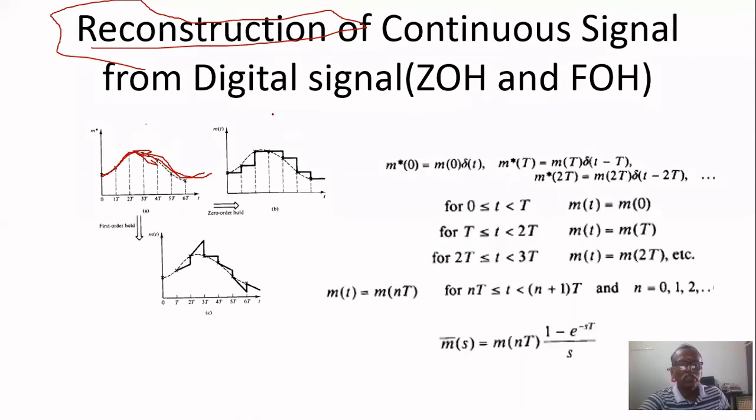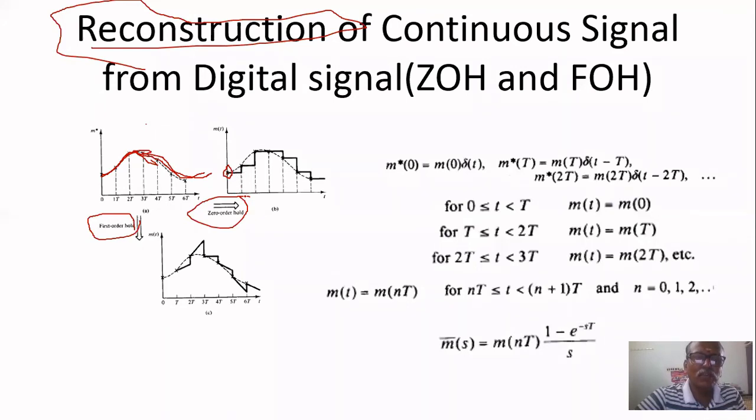There are two possible ways. One is by using a zero order hold. Another one is a first order hold. What is a zero order hold? With the zero order hold, we get one value at nT equal to 0. So this value is plotted here.